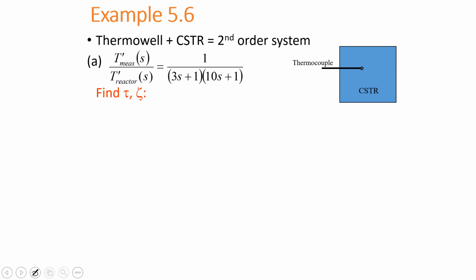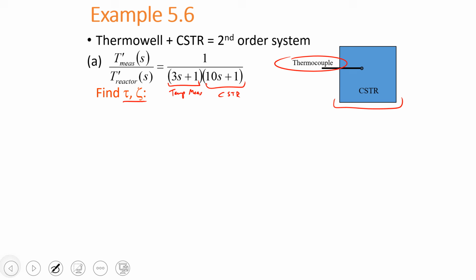Okay, so we have another example, a thermal well plus CSTR, which gives a second order system. If we have this thermocouple right here, there may be some dynamics associated with that, and then also some dynamics associated with the CSTR. So that's the temperature measurement, and then also the CSTR. We want to find the tau and the zeta values for those.